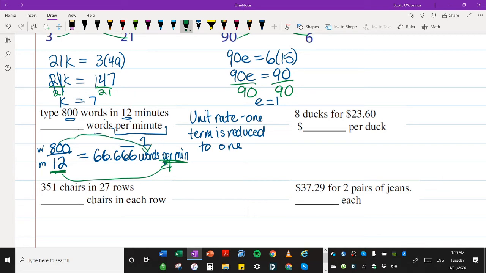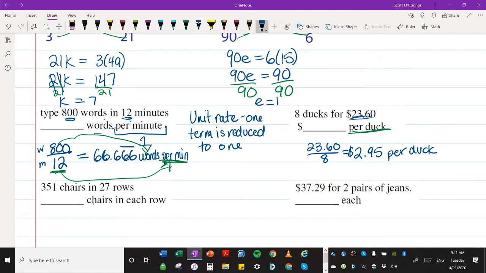All right, let's try it with this next one here. I want you to think real quickly, how do I find this answer? Which number is going to be divided by which number? Well, I'm trying to reduce ducks to 1, which means I have to divide by the number of ducks. And so I get $23.60 divided by 8. 23.6 divided by 8, and we get $2.95 per duck.